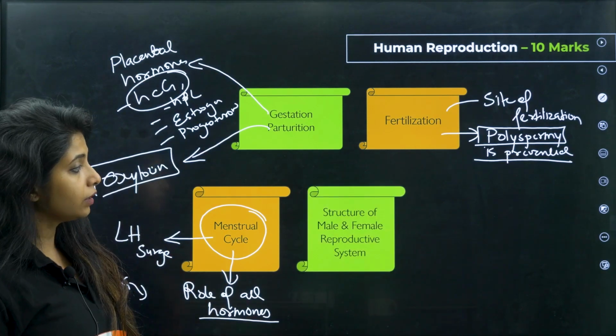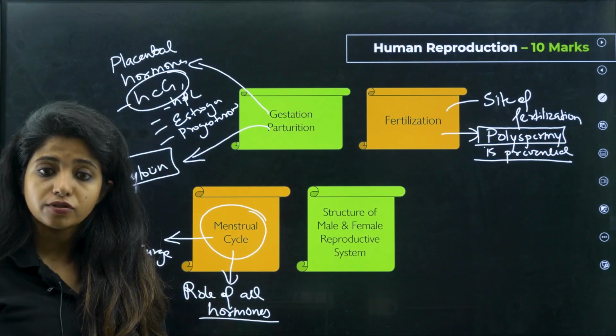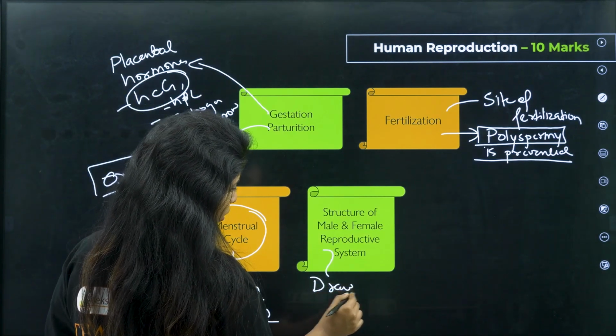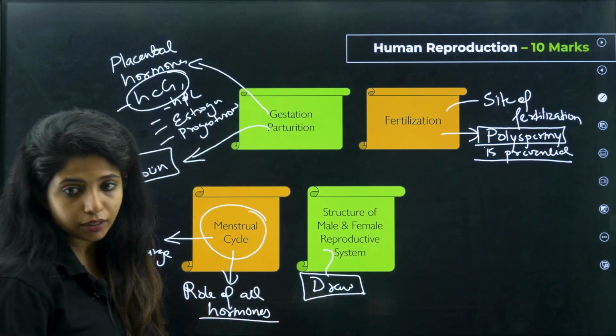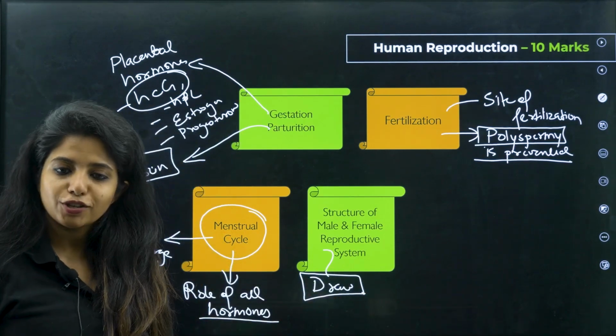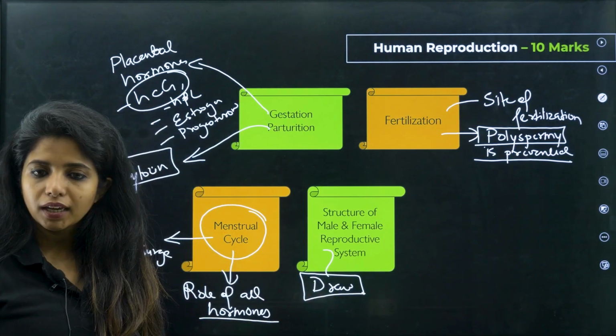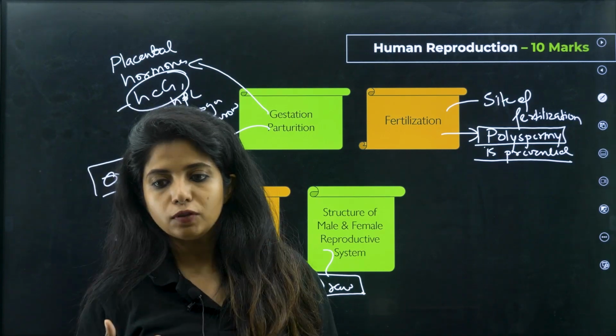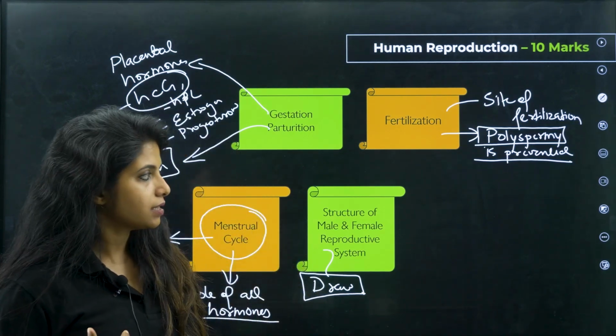Now the structure of the male and female reproductive systems. Again, you could be asked to draw it. Don't think you won't be asked. You have to know the structure very carefully. And while you learn this structure, obviously you will be learning about the accessory ducts and everything, which is very much important. The glands, accessory ducts.